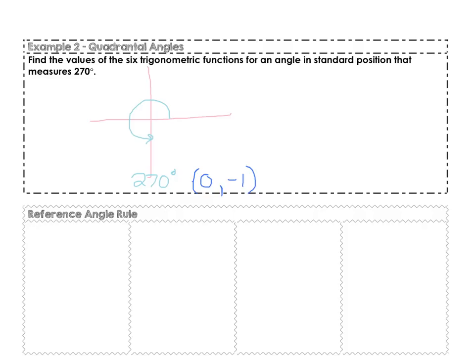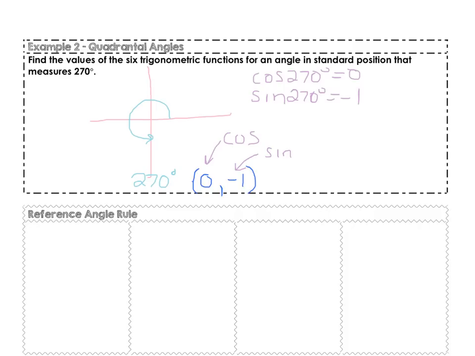One of the things that you learned with regards to the unit circle is that your x-coordinate is always your cosine, and your y value is always your sine, okay? So we already have 2 of our answers. The cosine of 270 degrees is equal to 0. The sine of 270 degrees is equal to negative 1.